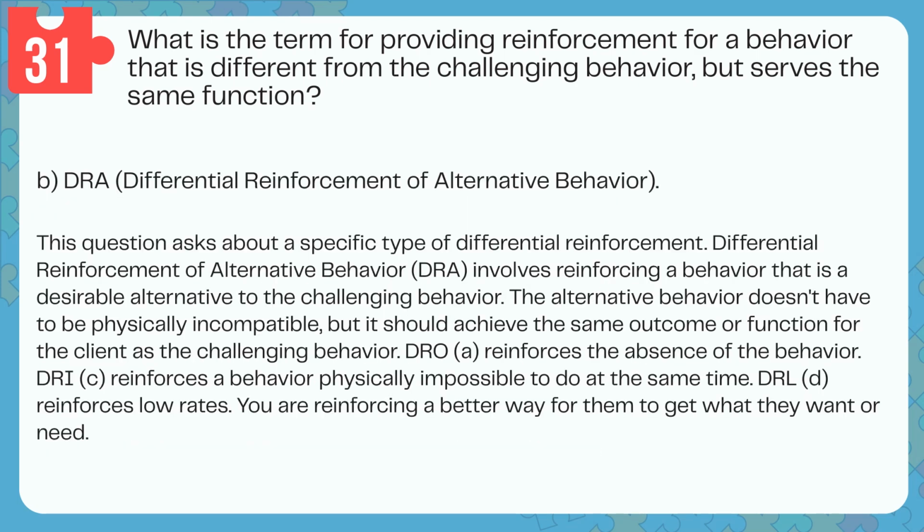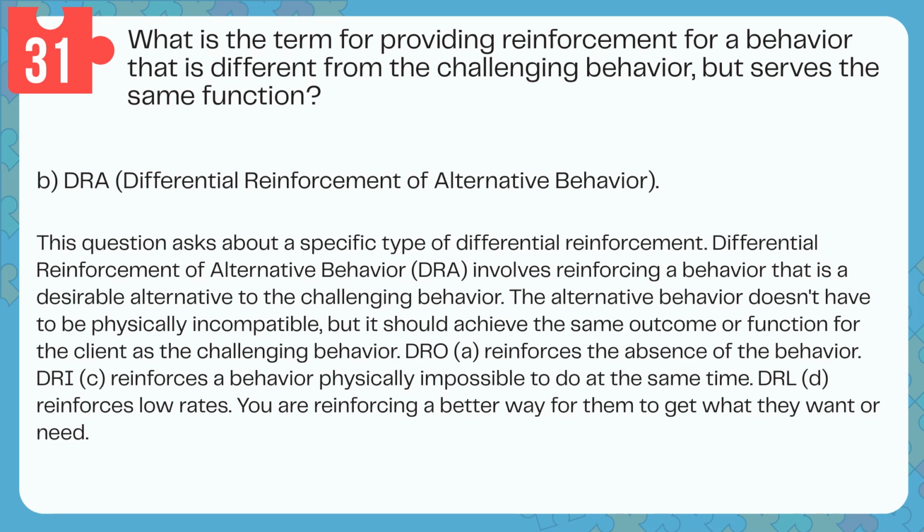Answer: B. DRA, differential reinforcement of alternative behavior. This question asks about a specific type of differential reinforcement. Differential reinforcement of alternative behavior, DRA, involves reinforcing a behavior that is a desirable alternative to the challenging behavior. The alternative behavior doesn't have to be physically incompatible, but it should achieve the same outcome or function for the client as the challenging behavior.